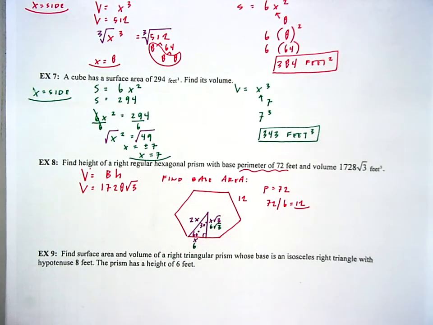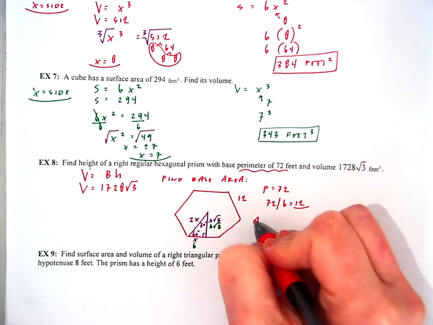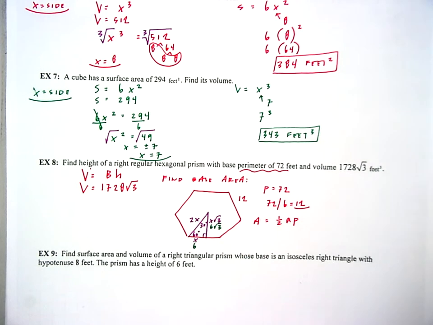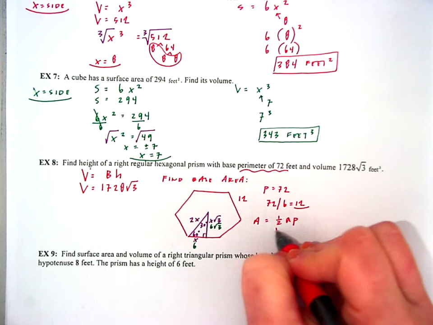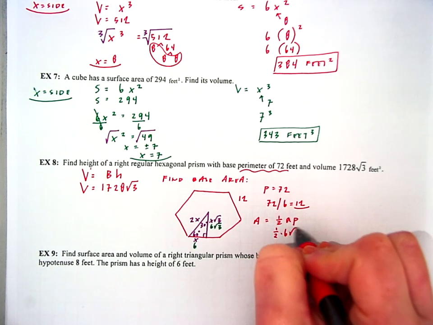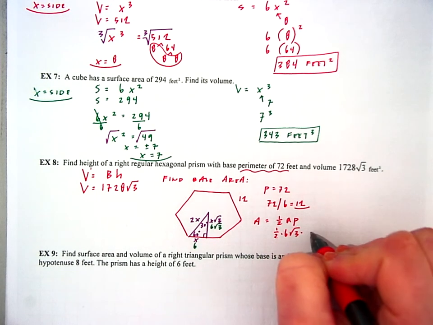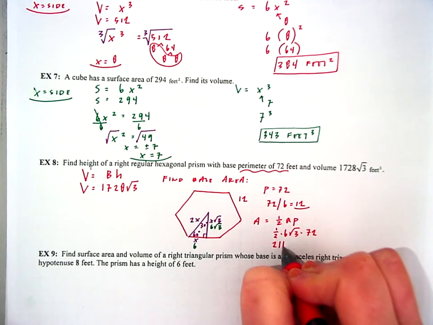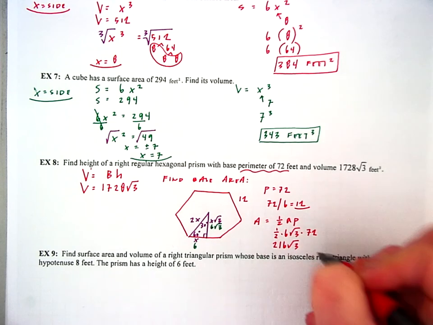So for my base area, 1/2 the apothem times the perimeter, I'm plugging in my apothem of 6 root 3 and my perimeter of 72. So if I take 1/2 of 6, that's 3, times 72, I get 216 root 3 square feet.